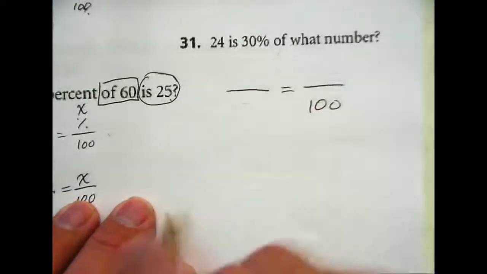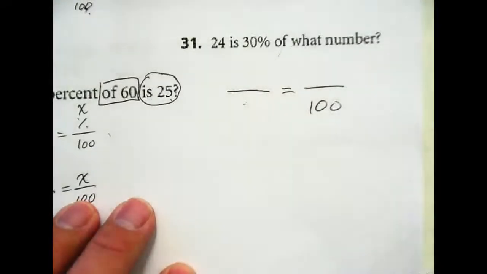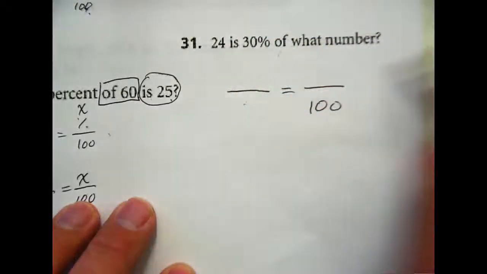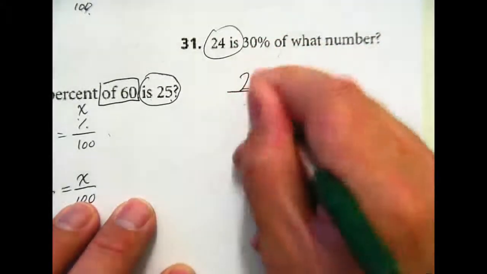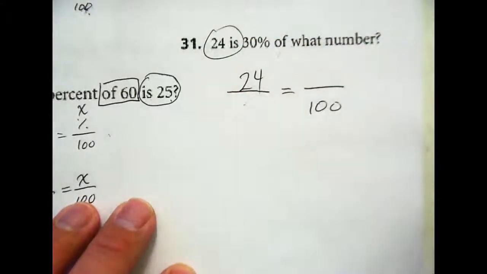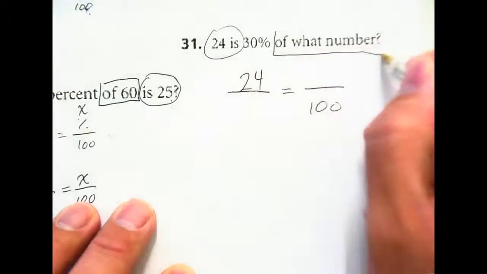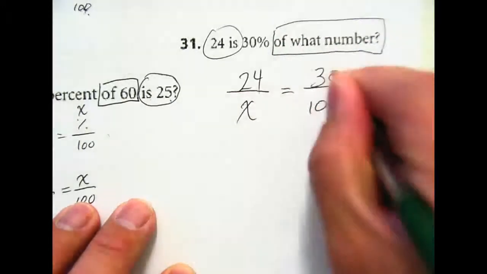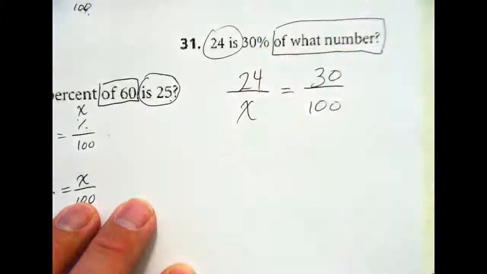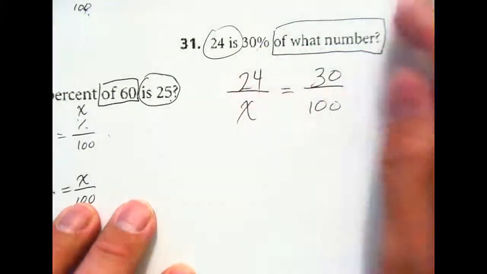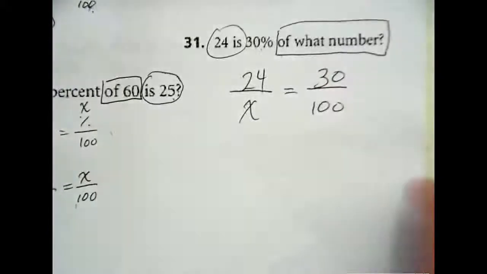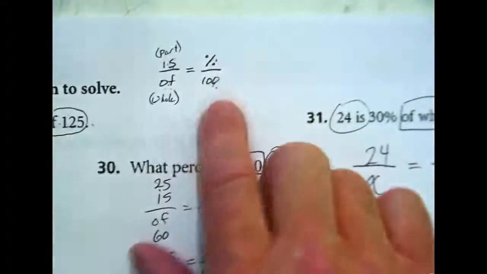Okay, what's our is? Everyone. 24. What's our of? Our variable. Yeah, of is our x. What's our percent? 30. The percent should be easy. It's the thing with the percent sign. And then we cross multiply and divide. Okay? Any questions there? Guys, you use the same formula every time. Is over of equals percent over 100.